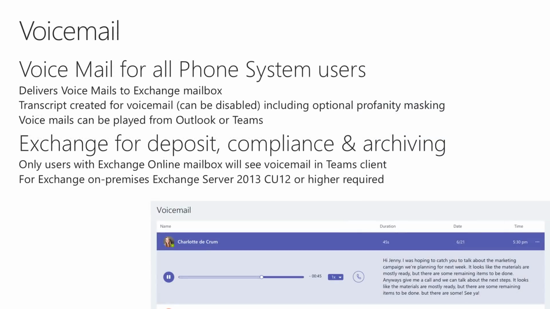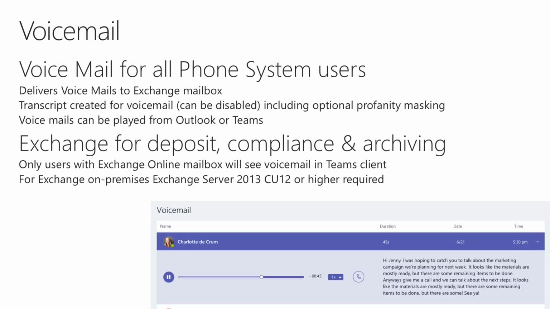Phone System provides voicemail to all users. The voicemails will be delivered to the Exchange mailbox of the user. There will also be a transcript created for the voicemail, which you can disable, and you can optionally enable profanity masking for the transcript. The voicemails can be played from Outlook or Teams. Exchange will be used for the deposit, compliance, and archiving of voicemails.